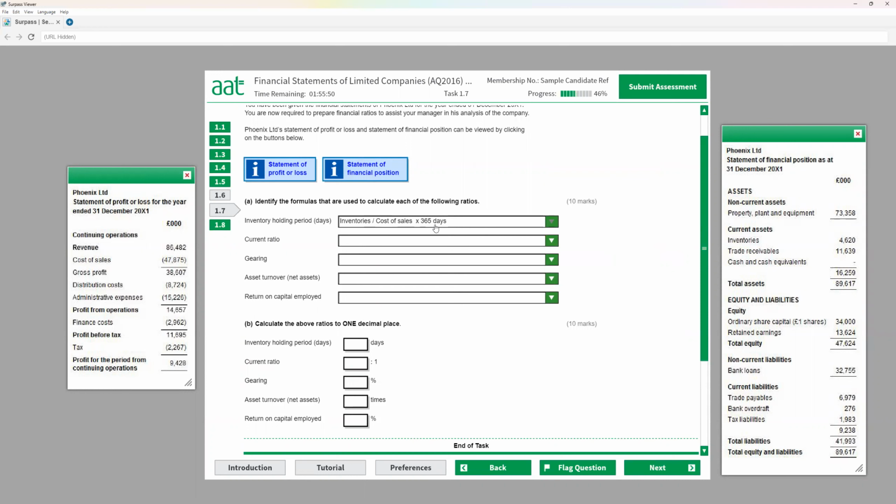And if there is a payable, then payable divide cost of sales times 365. So you need to remember all of this. We don't know which one will be in the exam. Current ratio is current asset divide current liability. Gearing is debt divided by debt plus equity.